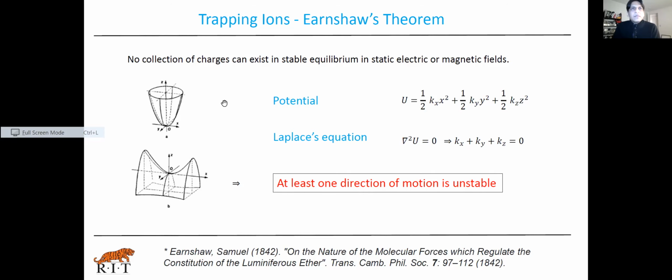Earnshaw wrote his theorem at a time when only classical physics was known, but his results often carry over to quantum physics and ions quite robustly. And this is true also for trying to trap ions with electric and magnetic fields. So intuitively, one feels maybe using time-dependent fields, you could violate Earnshaw's theorem, and this is true.